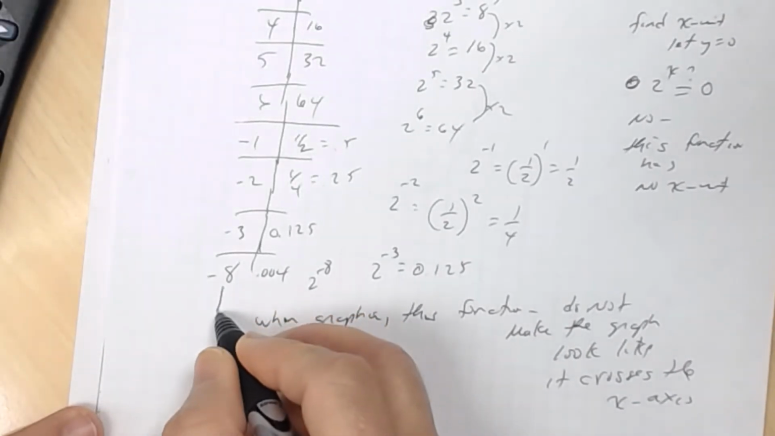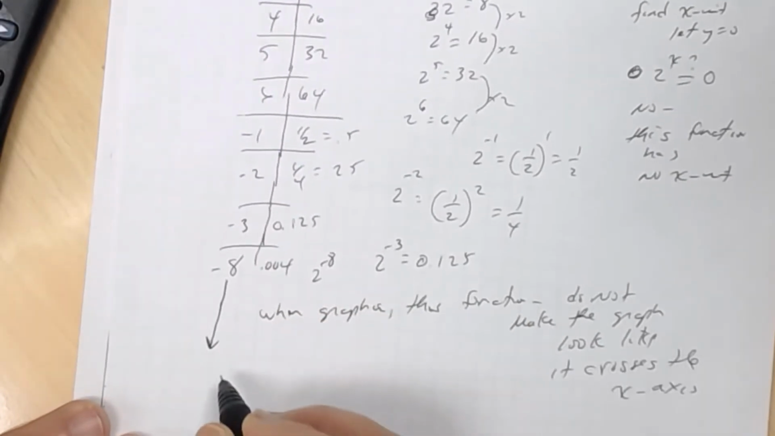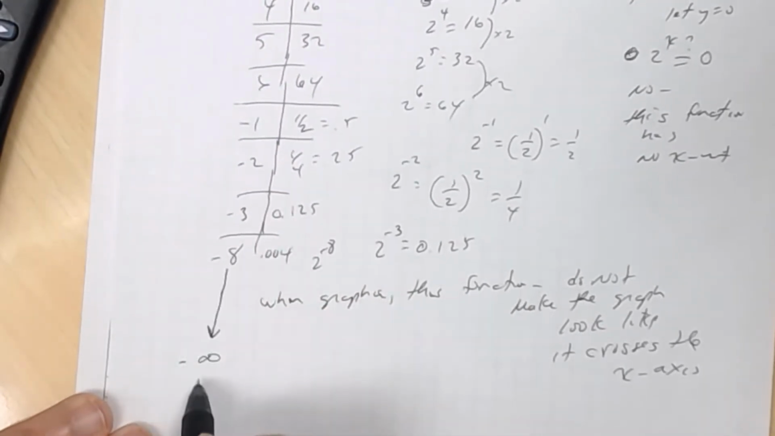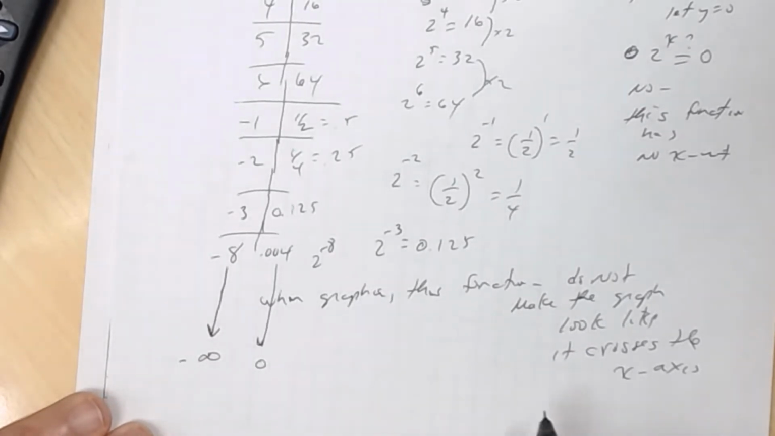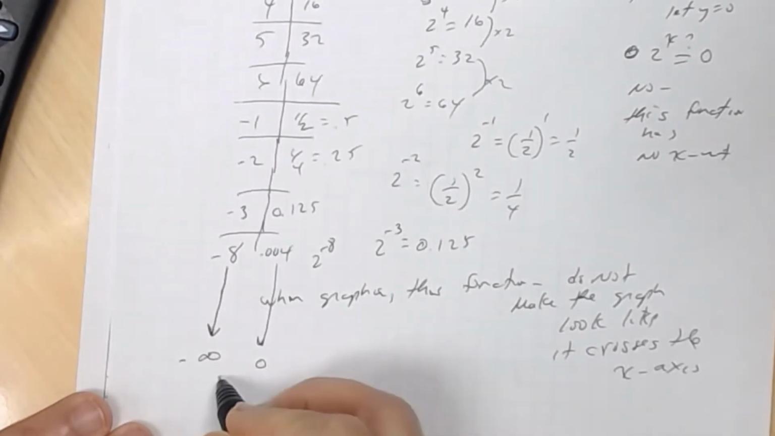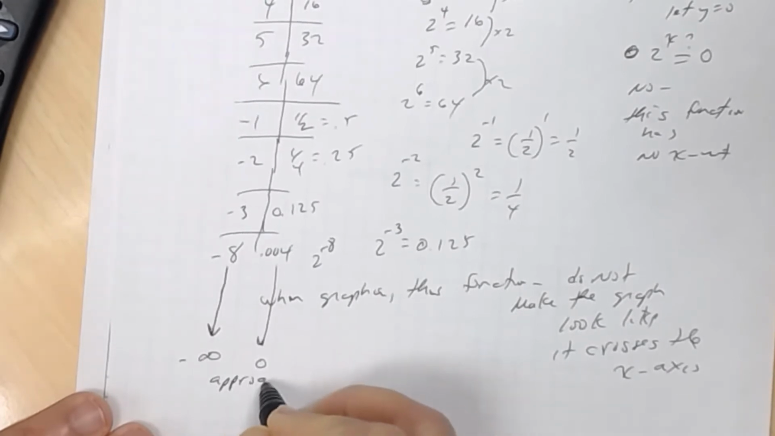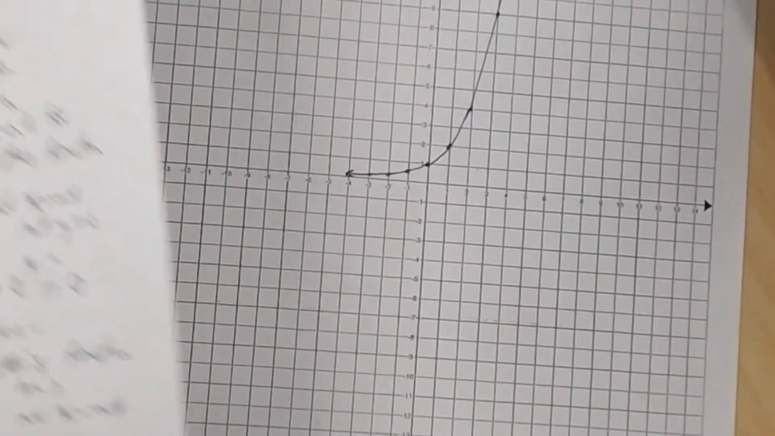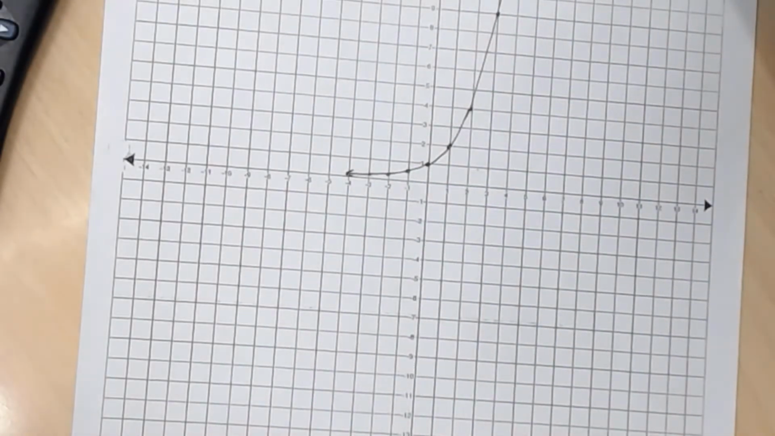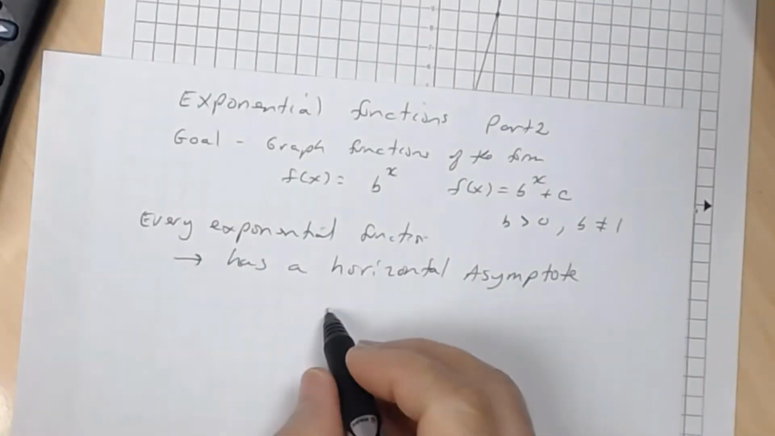So as x approaches negative infinity, my y value approaches 0. It never becomes 0. It approaches 0. So your horizontal asymptote is a horizontal line.